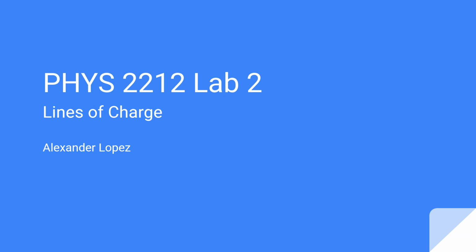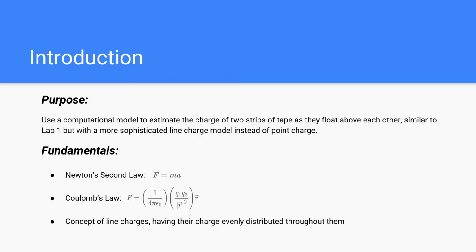Hi, my name is Alex Lopez, and this is my lab report for Physics 2212 Lab 2. The purpose of this lab is to estimate the change in charge of two separate strips of Scotch tape by calculating the number of electrons that transferred between the two strips when they are brought close together.